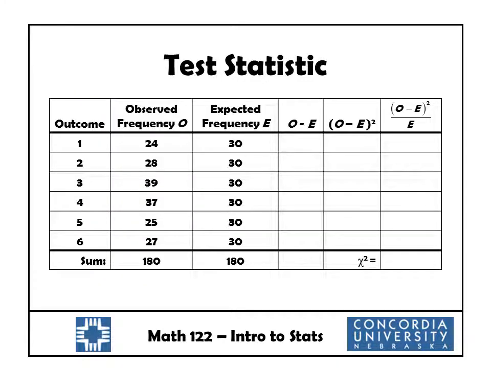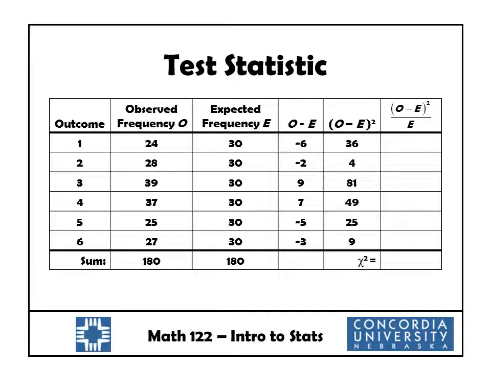Okay. Now to calculate our test statistic, we are going to form a table like this. And on the left I have our outcomes. Beside that we have our observed frequencies, which come from the given data. And then right beside that we have our expected frequencies, which are all 30 in this case. In our next column we're going to take each observed value minus the corresponding expected value. So the first one is 24 minus 30, 28 minus 30. Notice some of those are negative and some are positive.